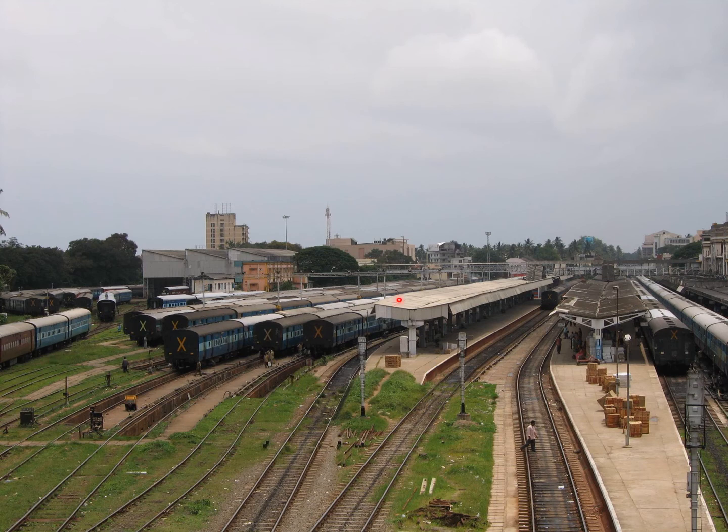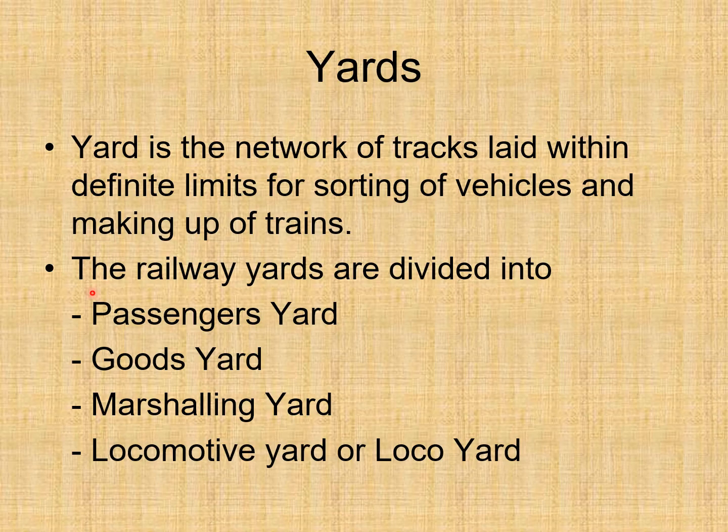So here you can see that this is the yard. This is the railway station basically, and different yards are there. So, the yard is the network of tracks laid within definite limits for sorting of vehicles and making up of trains. The railway yards are divided into following categories: passenger yard, goods yard, marshalling yard, locomotive yard. Marshalling yards are provided on the important railway stations.